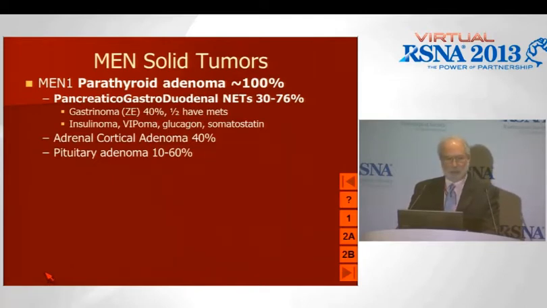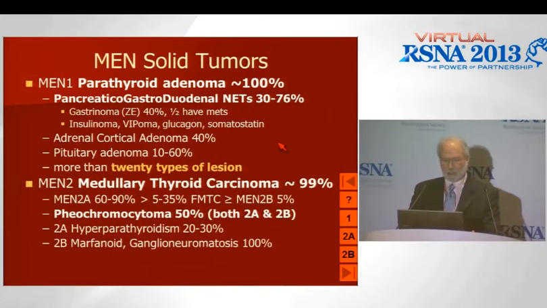In MEN1, we get parathyroid adenomas in virtually 100% of the patients. 30 to 76% of the patients are going to have some kind of gastric, pancreatoduodenal neuroendocrine tumors. And these tumors can have diverse hormonal or non-hormonal presentations: gastrinomas, insulinomas, VIPomas, glucagonomas, somatostatinomas. We can also have, in less than half the patients, adrenal cortical adenomas, and pituitary adenomas occur in MEN1 patients in 10 to 60% of cases. There's more than 20 types of lesions that can be associated with MEN1, so there's no way that we can talk about it in a short presentation.